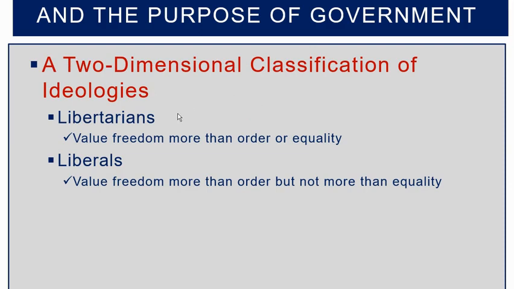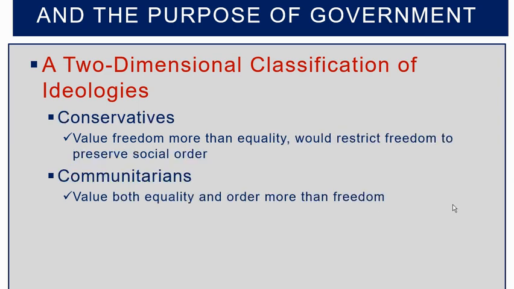You also have libertarians, which value freedom more than equality or order, and you have liberals, which value freedom more than order, but not more than equality. Conservatives value freedom more than equality, but would restrict freedom to preserve social order. So conservatives, by and large, are not in favor of same-sex marriage. Communitarians value both equality and order more than freedom. They really don't care so much about the freedom. They want people to be equal and the government to control things.